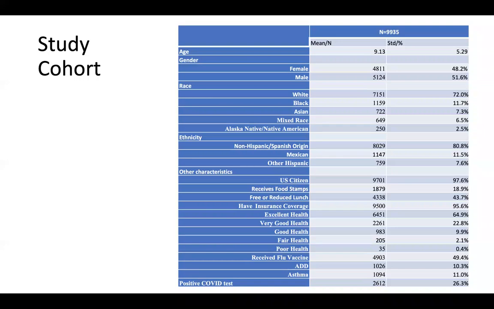Other characteristics, such as U.S. citizenship, receipt of food stamps, insurance coverage, and health status, provide a comprehensive overview of our cohort. And at the bottom, you can see the amount of positive COVID test results from our data set.